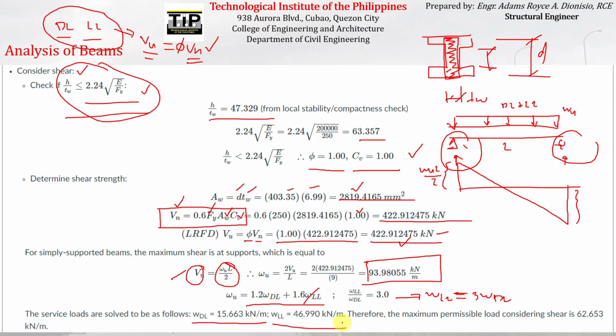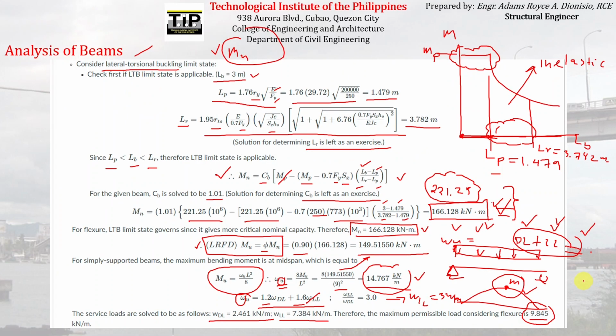Okay, but that is not the answer yet because the question asks for the maximum permissible service load. So we must find the sum of this dead load and live load. Their sum is equal to 62.653 kilonewton per meter, meaning the corresponding dead loads and live loads here that will induce a shear force equal to 422.91 have a sum equal to 62.653, which is less than this value.